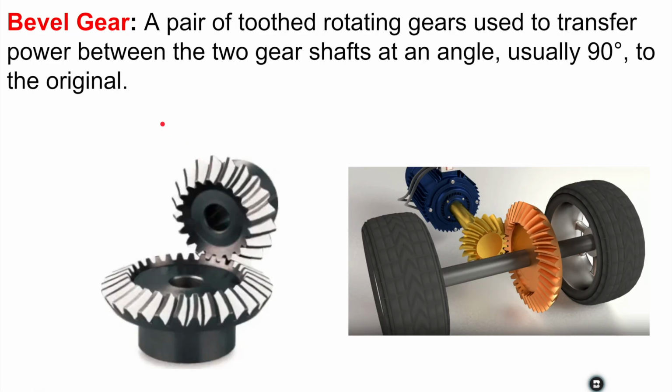Let's talk about bevel gears. So a bevel gear is a pair of toothed rotating gears used to transfer power between the two gear shafts at an angle, usually 90 degrees from the original. It's going to be spinning this shaft, and this gear allows it to turn that rotation at 90 degrees. And so using a bevel gear, you can have this gear turning at 90 degrees to this gear. So you can imagine that happening here. And this is a car's differential. It's quite famous for that.